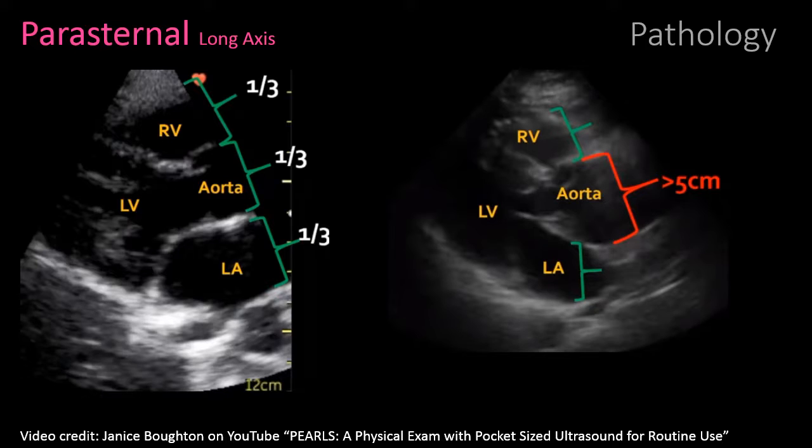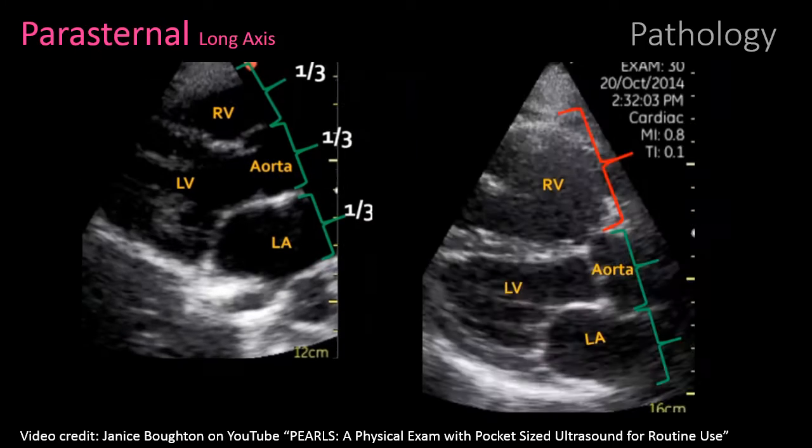We see that we can also evaluate the aortic root for enlargement or dissection. An aortic root that's larger than about 4 centimeters is abnormal and can indicate dissection or a risk for dissection. The right ventricle is also visible from this parasternal long axis view. If it is larger than the left ventricle, that can indicate pulmonary hypertension or right ventricular failure.